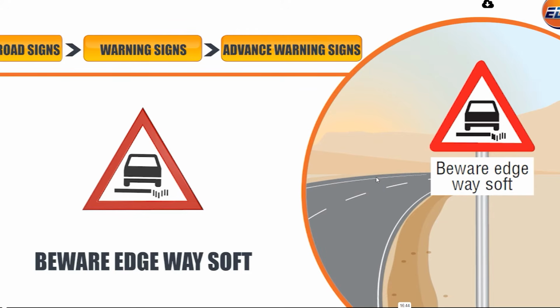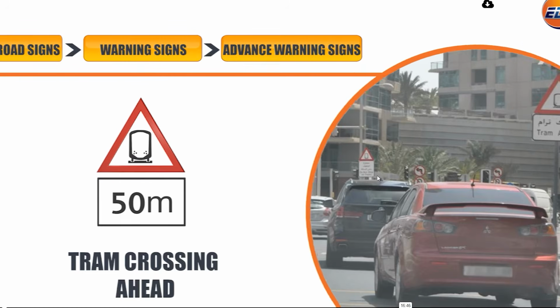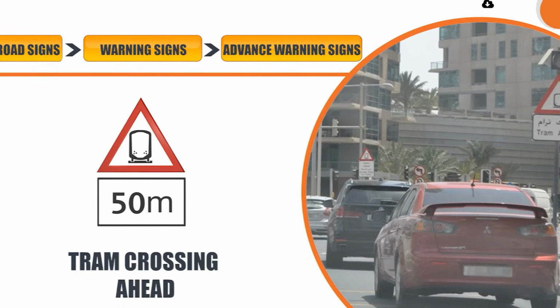to not get stuck. Tram crossing ahead. This sign warns the road users that there is a tram route ahead, and that tram may cross from right to left or left to right. The qualification plate below the sign indicates further information like tram ahead, or distance to the tram, or do not stop on tracks. This sign is found in the areas where tram is operating.